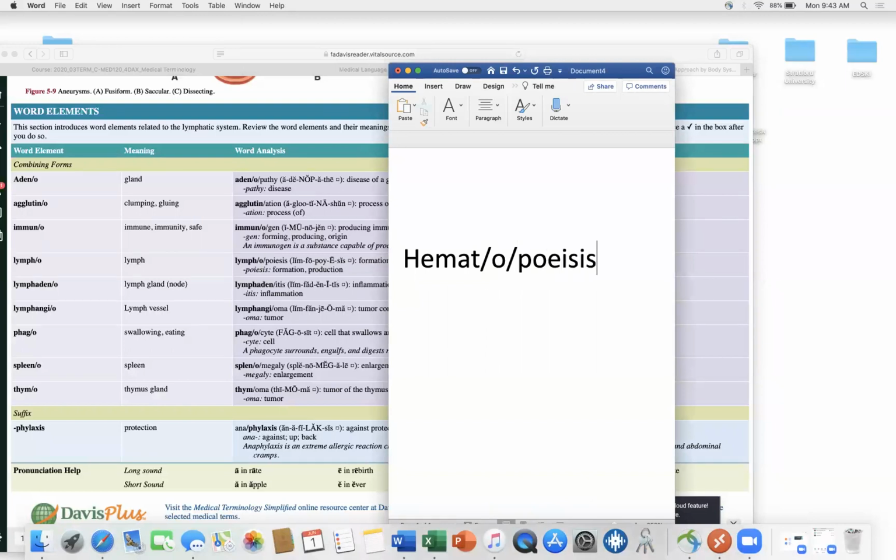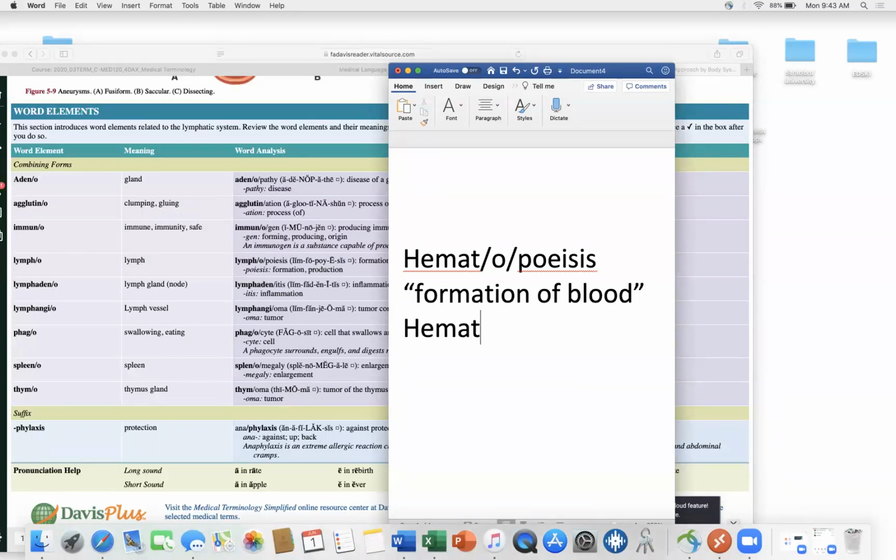That's creation of blood, right? Or formation of blood. The suffix here, poiesis, formation, hemat, blood. And now that you learned a whole bunch of other words, don't you think you can combine them even though you've never seen them before?